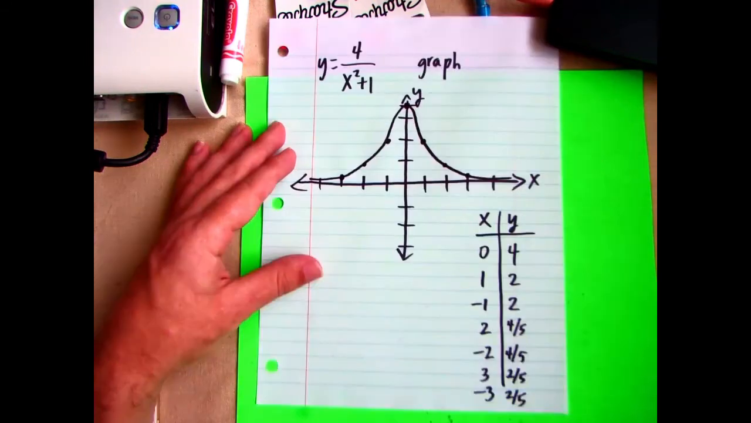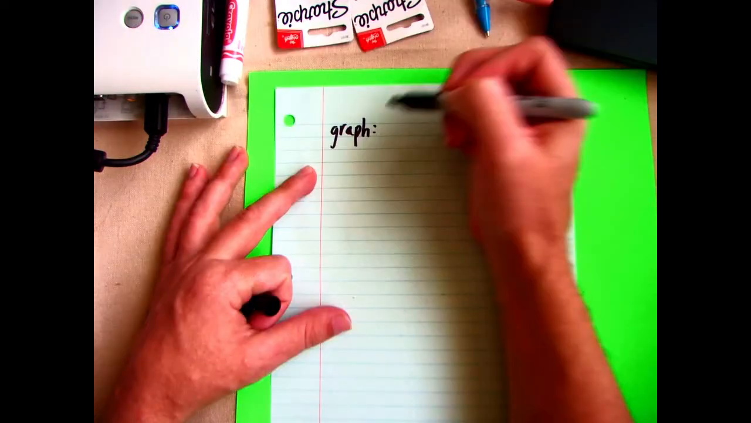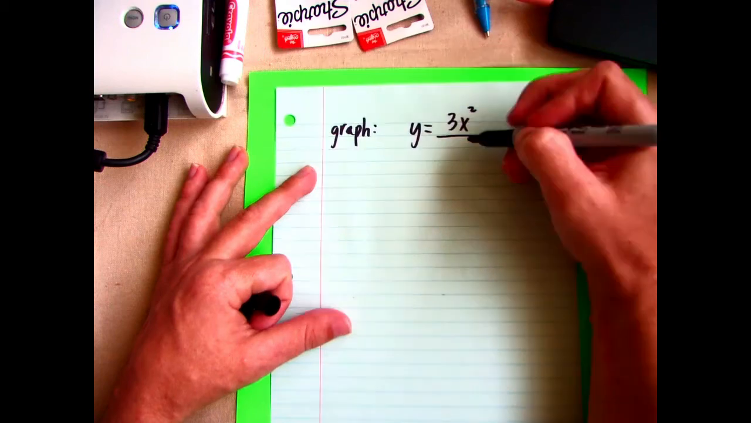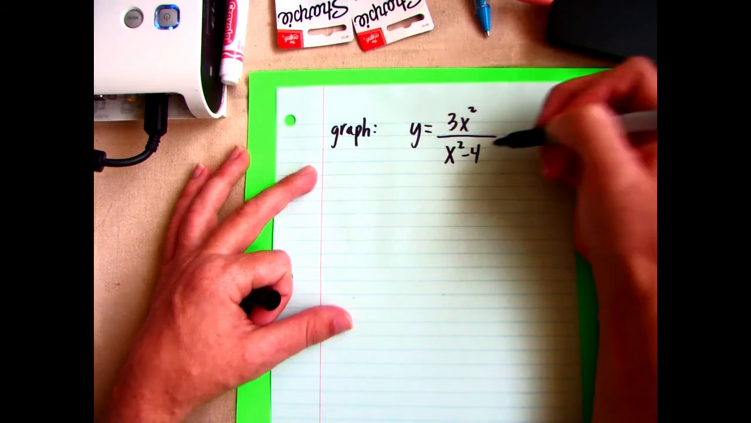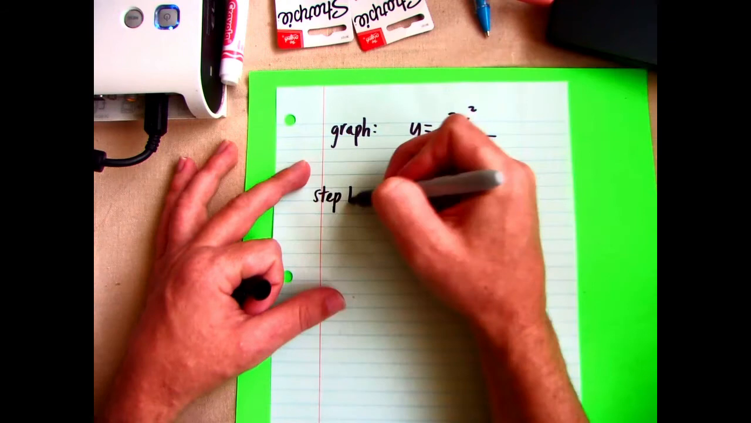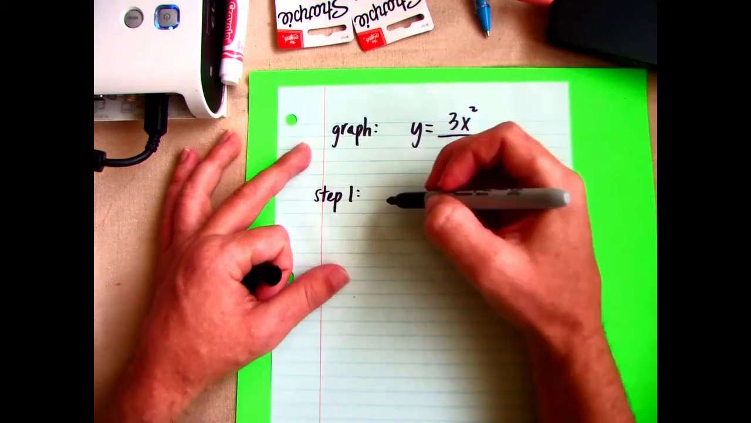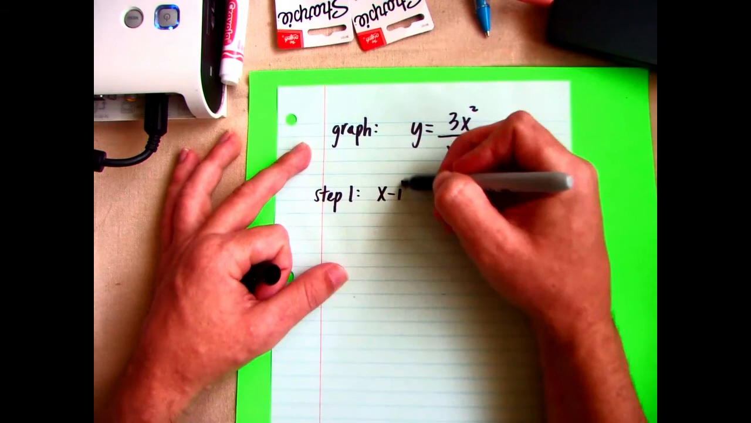Alright, so I'm going to walk you through 2 more examples here. For this next example, we're going to graph y equals 3x squared all over x squared minus 4. Step 1, we're going to look at the numerator. Are there any x values that make the numerator 0? And there is, this time. When x is 0, the numerator is 0. So we have x-intercept at x equals 0.